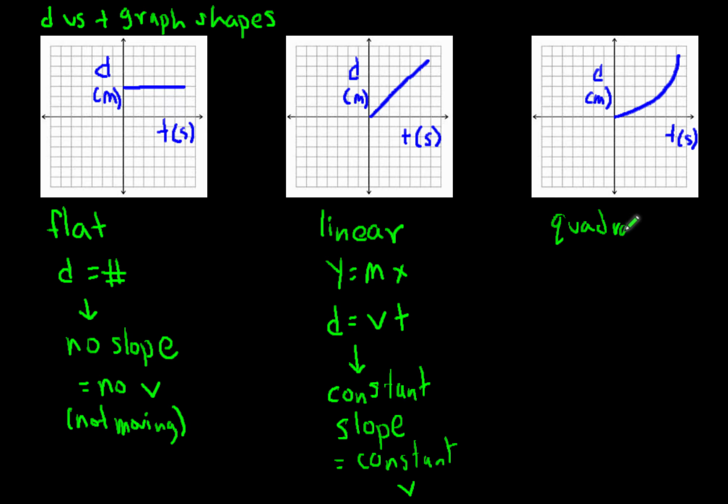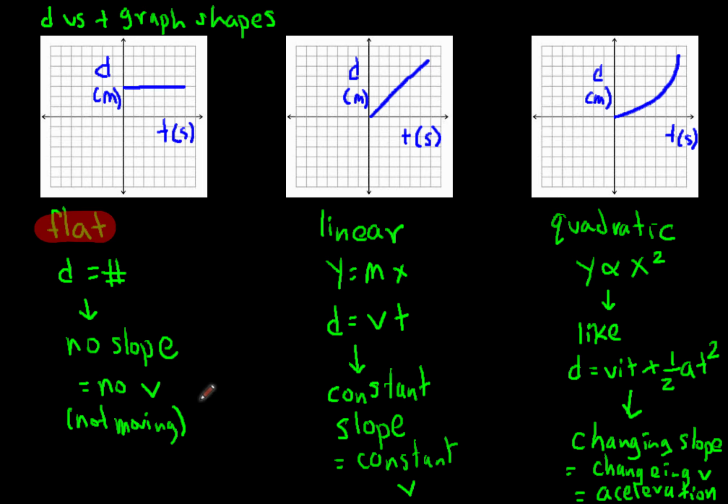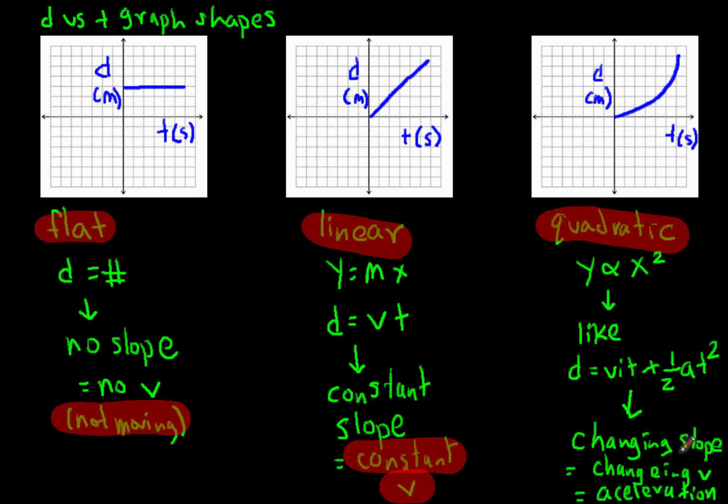A quadratic graph on a d versus t graph has the equation something like y equals x squared. This looks similar to one of our uniform acceleration equations, like d equals v_i t plus 1/2 a t squared, where you see the t is squared. It has a changing slope, which means we have a changing speed, which means basically the graph is accelerating. So in review, a flat graph means the object is not moving. A linear graph means we have constant speed. And a quadratic curved graph means there's acceleration.